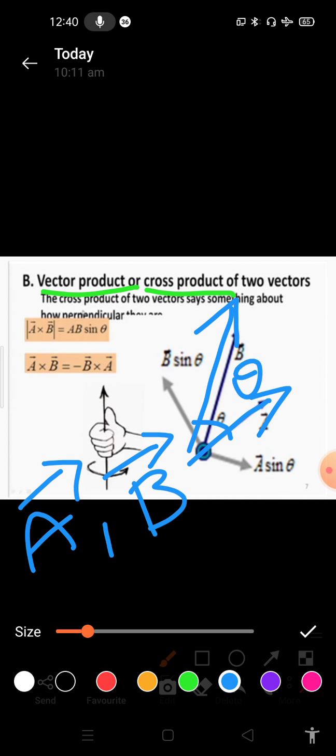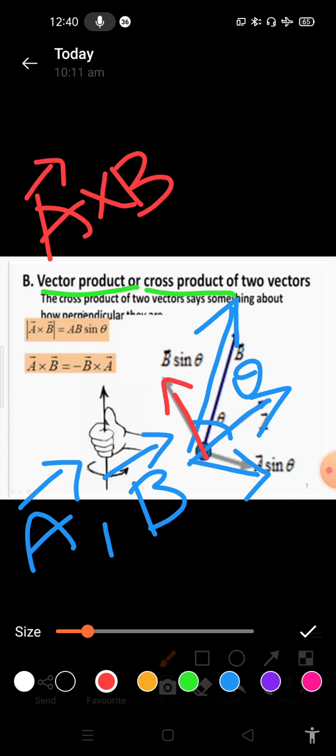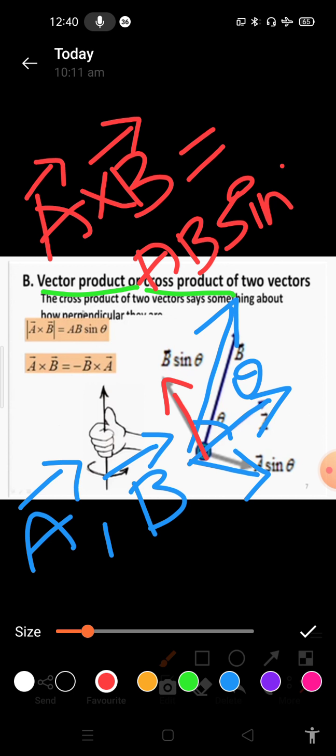In this case the vertical component of a bar is a sin theta, and the vertical component of b bar is b sin theta. So the cross product of two vectors can be represented by a bar cross b bar, and its value can be written as ab sin theta. And a bar dot b bar is equal to ab cos theta. In the dot product it is cos theta, in the cross product it is sin theta.